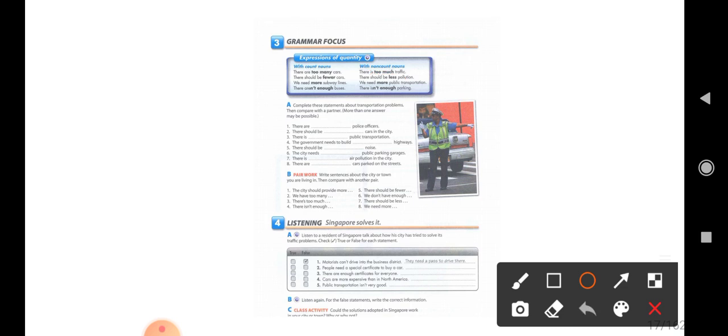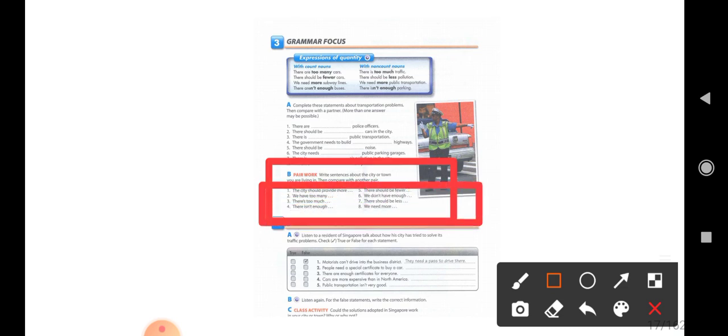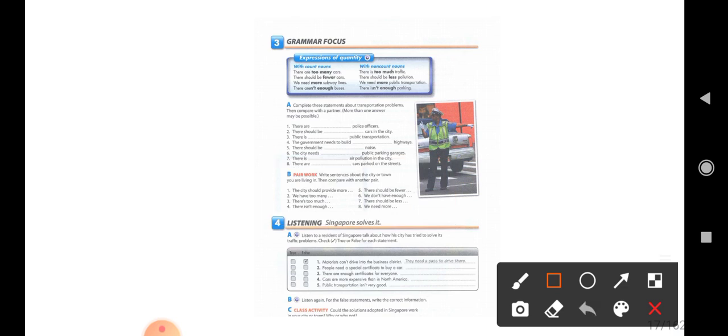After you complete this exercise, let's do exercise B. In exercise B, write sentences about your city or town. Complete these statements. Once you've finished, please send it and let's check it out.